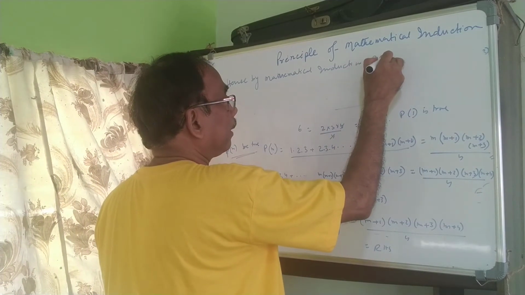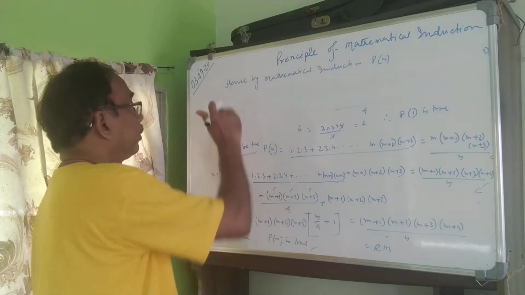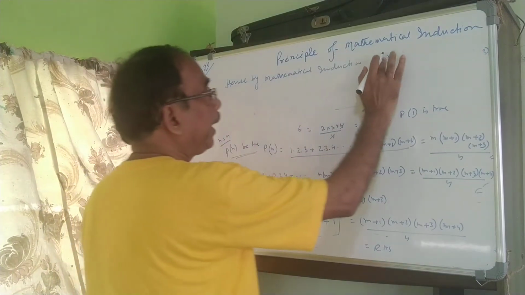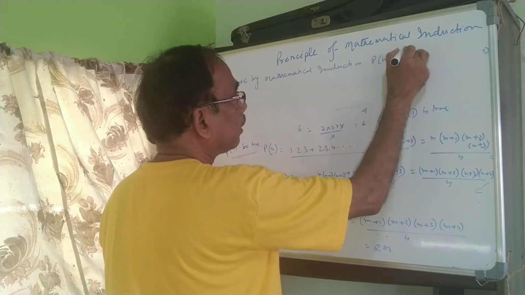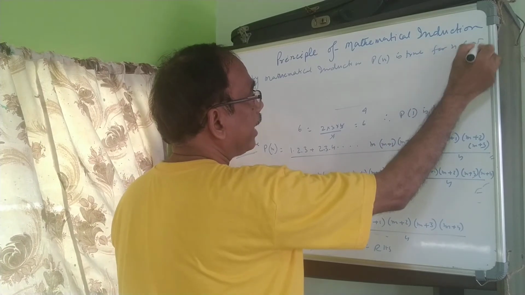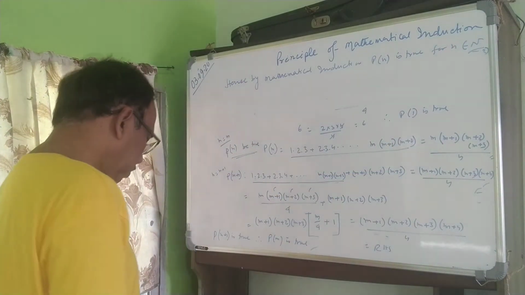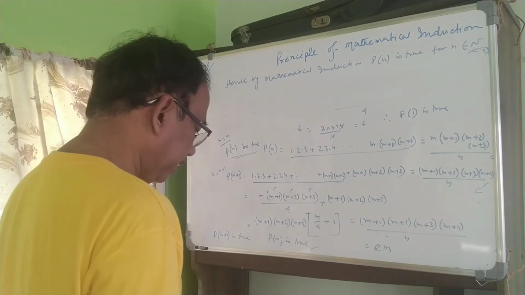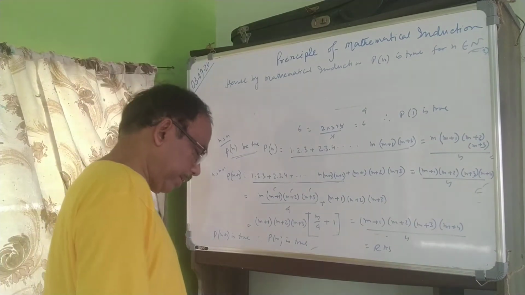We got P(m) is true. Hence by mathematical induction, P(n) is true for n belongs to any natural number. That's all. That is the mathematical induction proof.